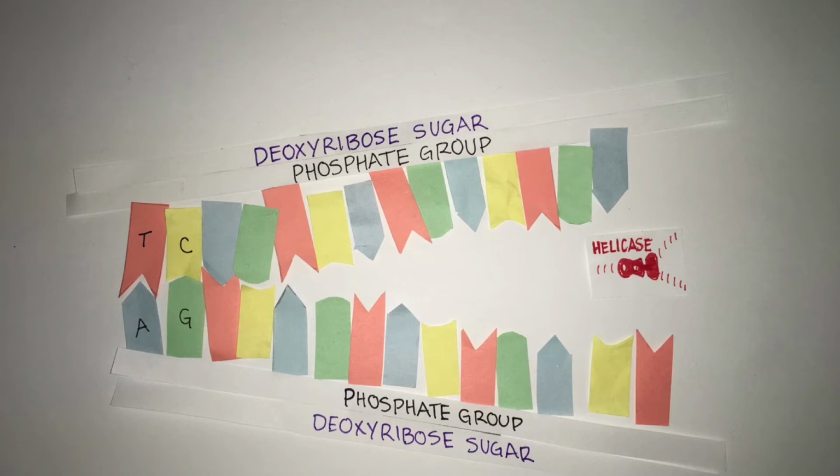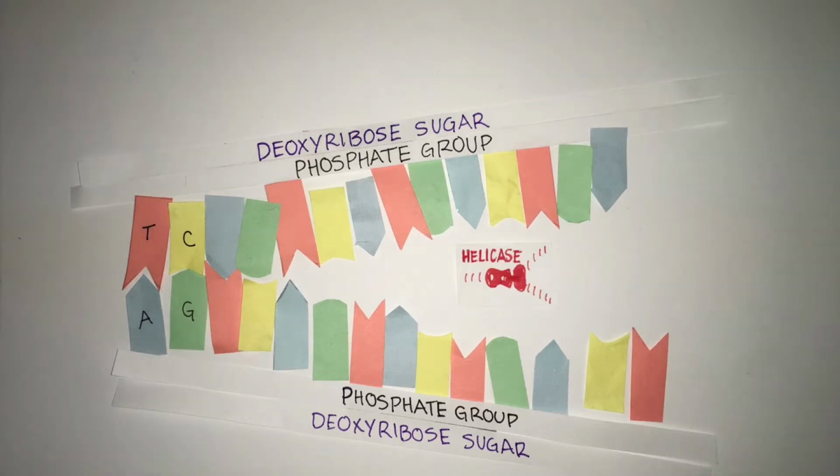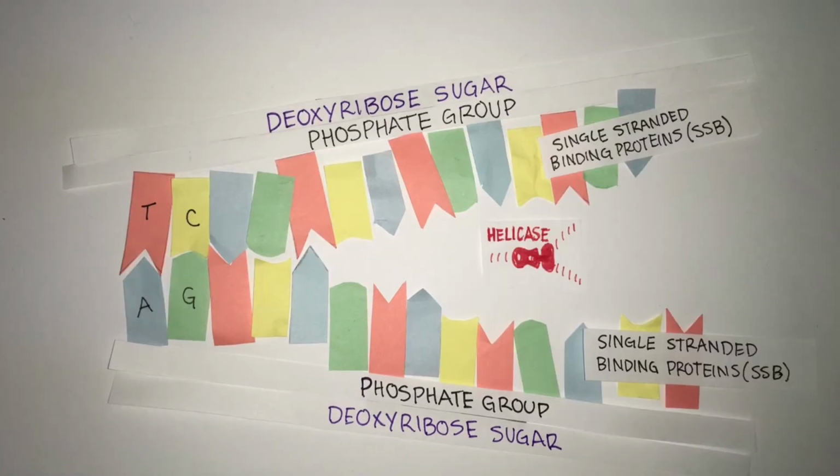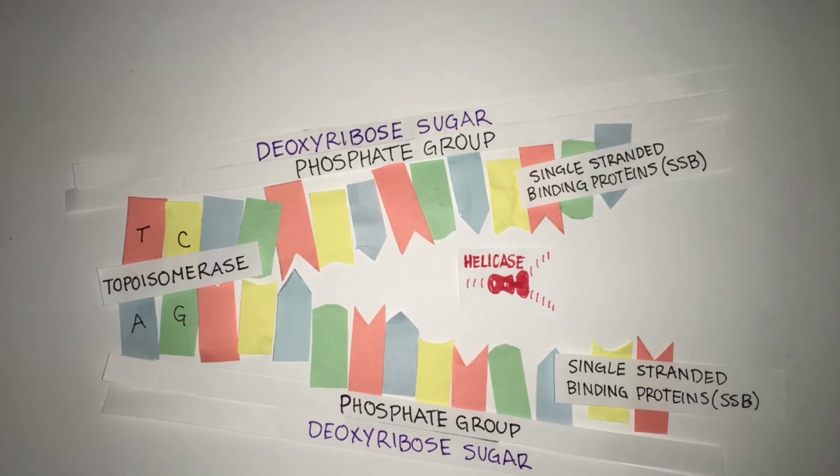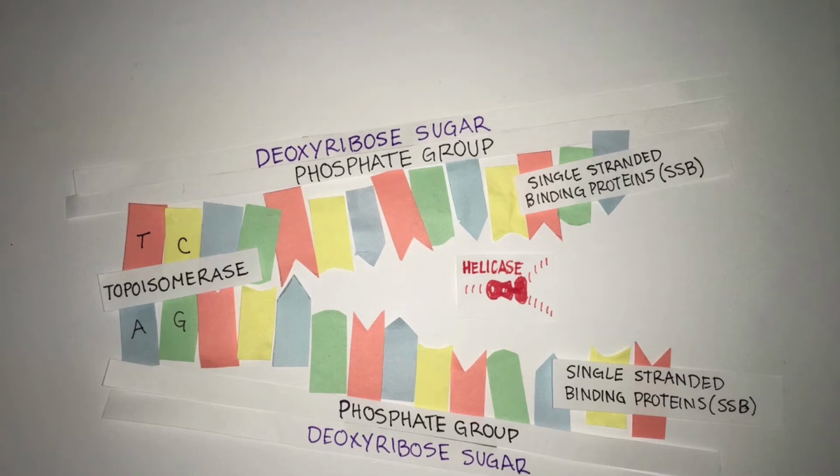The first step to replication is the unzipping of DNA. The helicase enzyme does this by breaking through the hydrogen bonds. Single-stranded binding proteins then bind to the bases to prevent them from bonding back together. On the part that has not been unzipped, topoisomerase binds to prevent supercoiling.